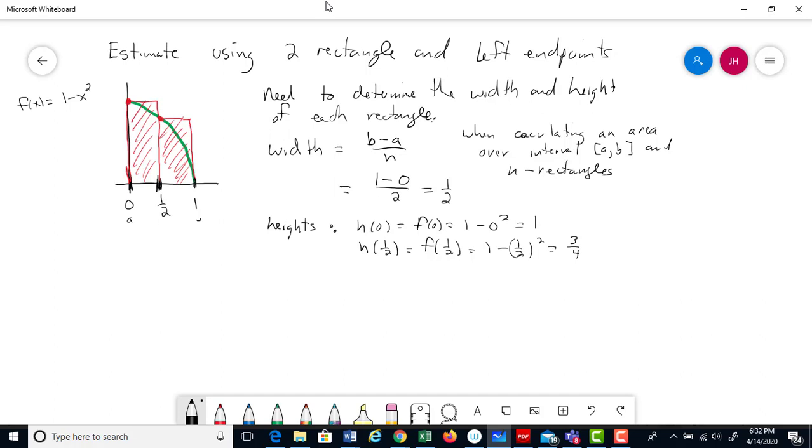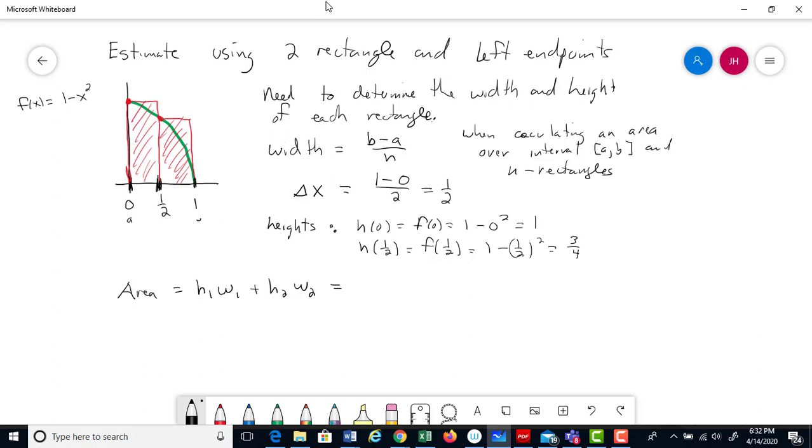There it is. So I want to clean this up. I know the width is equal to 1/2, but what we're going to call this is the change in x. So when I want to find the area of this function, your area is going to be the height of the first times the width of the first plus the height of the second one times the width of the second one.